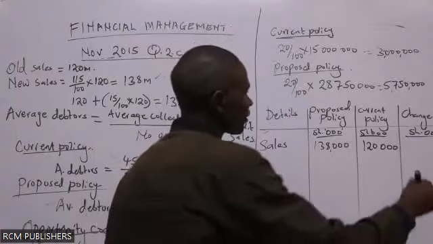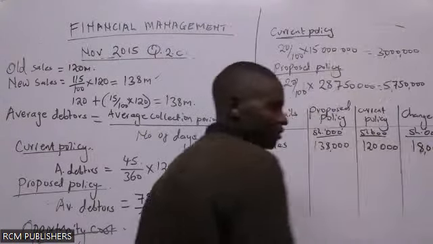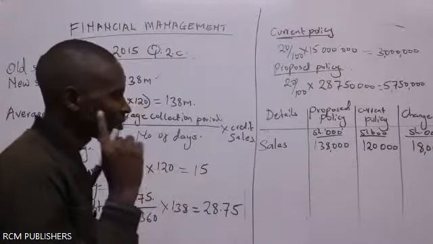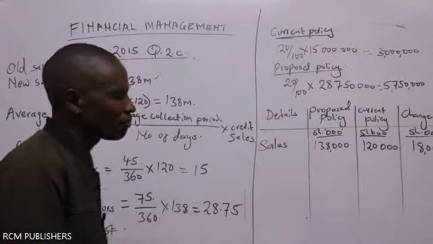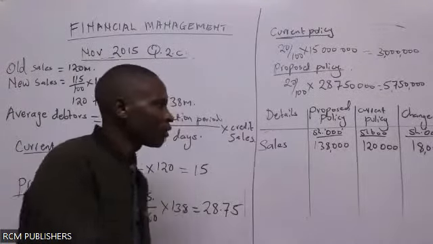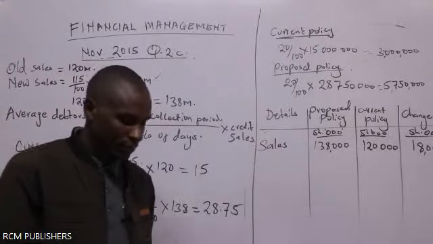A change is 18,000. Sasa naona tunaenda vizuri. You people, your speed has increased, and that is very good. Then tell me the next point. Remember now, that is our sales. What will be our next step?